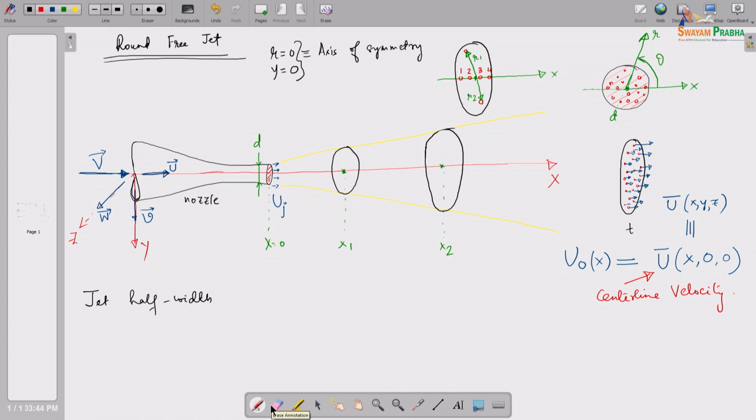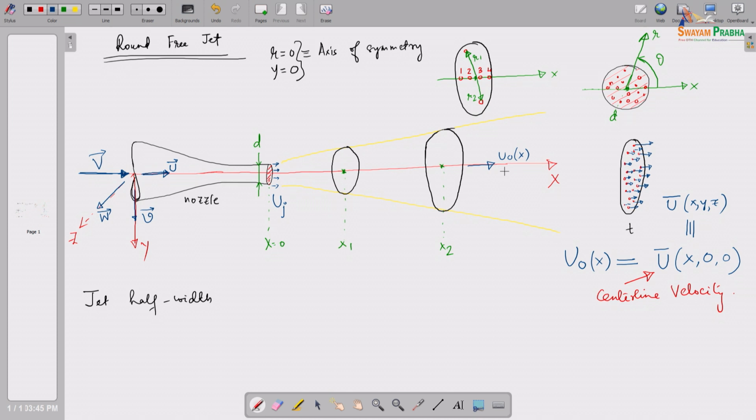How do I define this? The point is that the jet is spreading. So the cross section which I had drawn at x equal to 0 seems to increase as we move along the x axis. Now, how do I define till what length it is spreading? For that we use the jet half width. How do I define that? The velocity here is u naught.